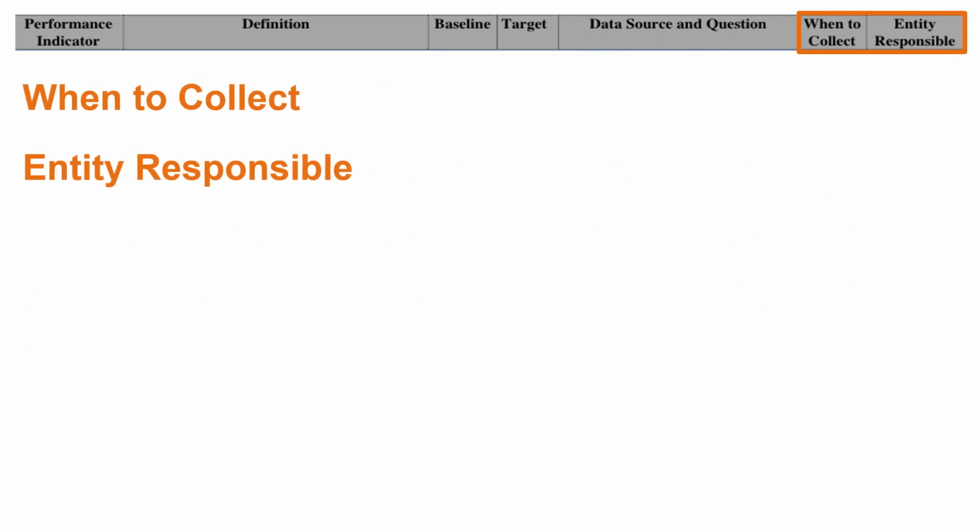And our final two PMP components are when to collect and the entity responsible. When to collect specifies the point in time in which data should be collected. You can think of this as how you clarify the timeliness of your indicator. And entity responsible specifies who bears responsibility for data collection. For example, you might indicate that data should be collected through a post-program survey, which will be done by, let's say, the MELI unit.